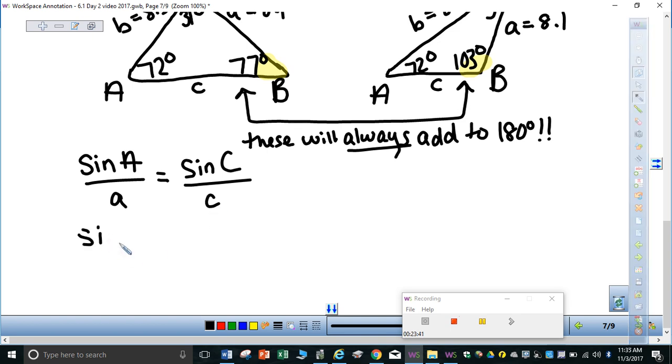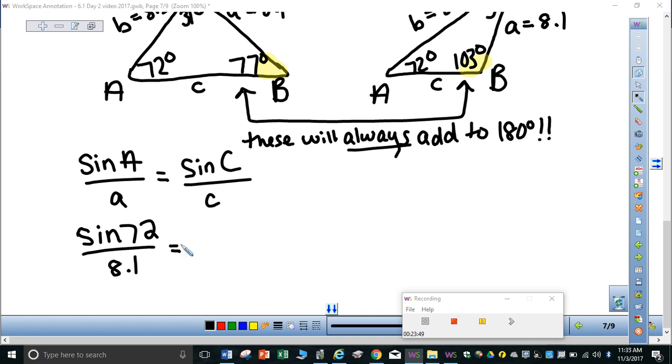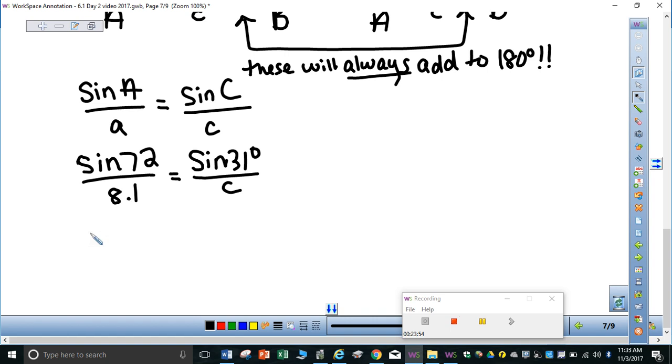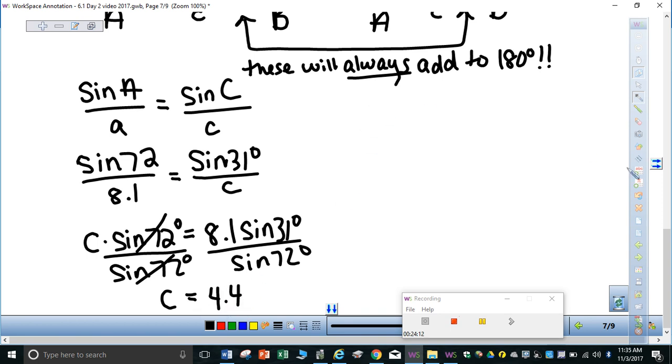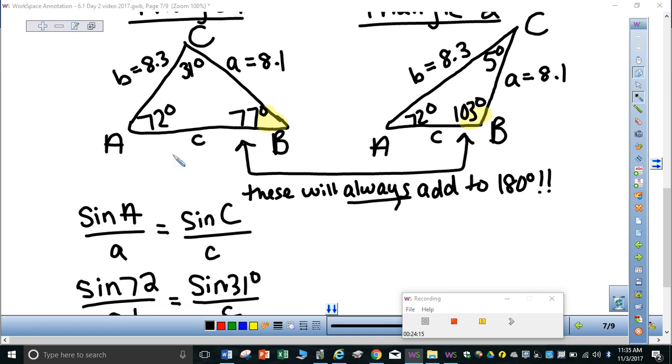So I'm still just going to do sine A over A as the given ratio. Now for triangle 1, my first triangle, angle C is 31 degrees. So we'll go ahead and fill that in, and we will cross multiply, divide both sides by sine 72. All right, put that into our calculator, and we should end up getting 4.4. Let's go back to our triangle here and label that side as 4.4.